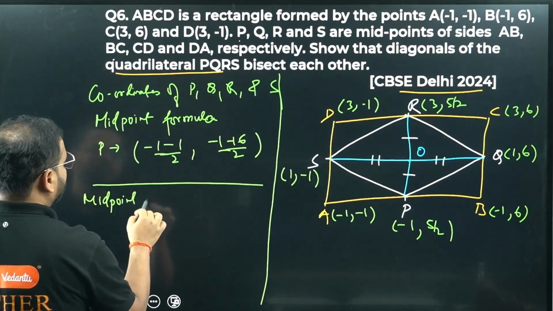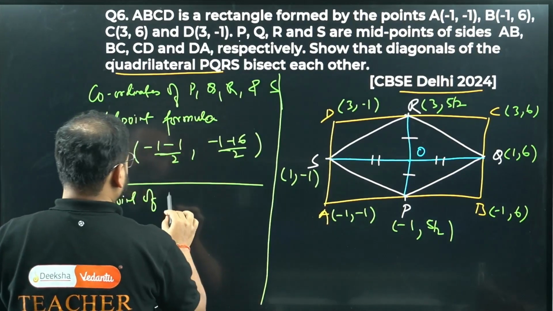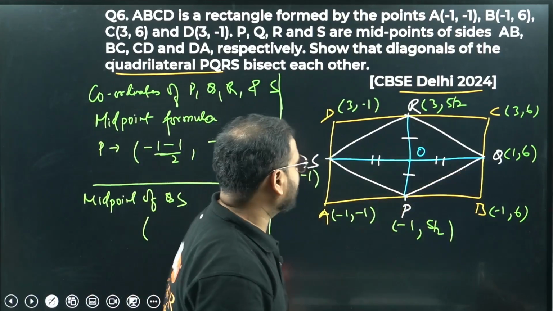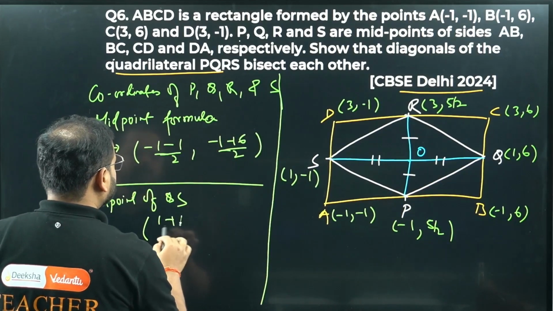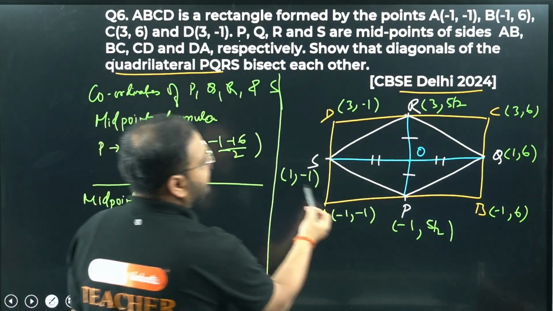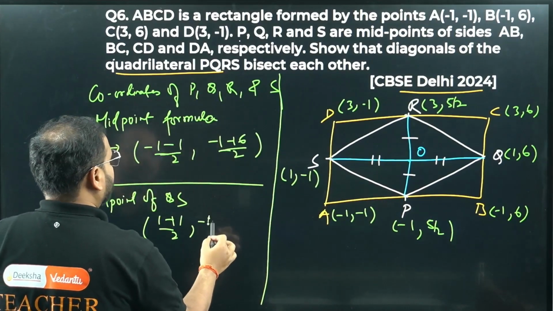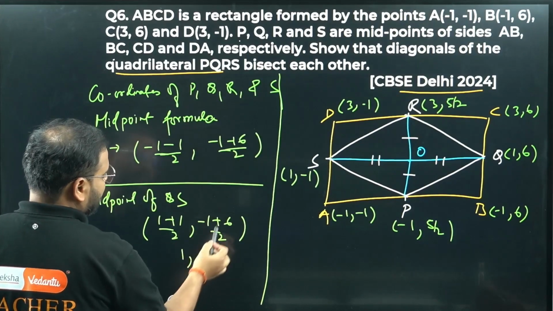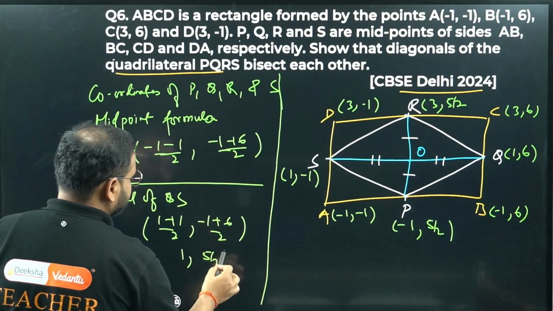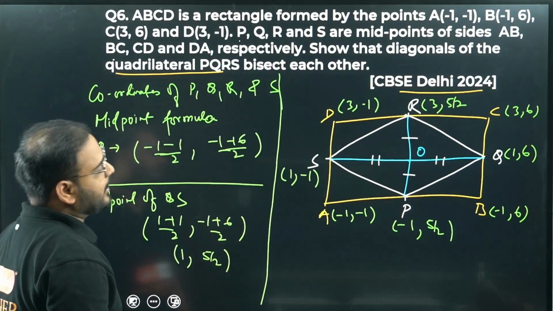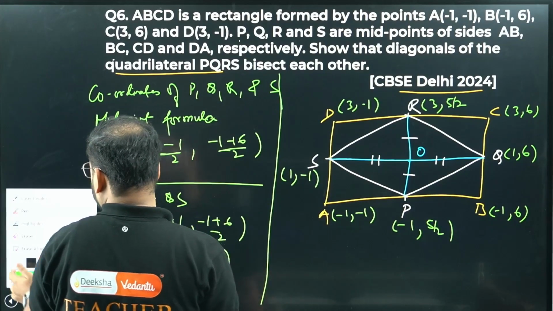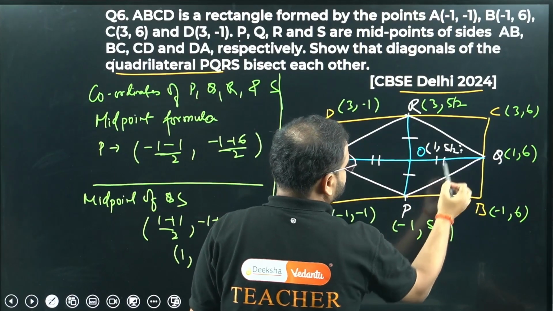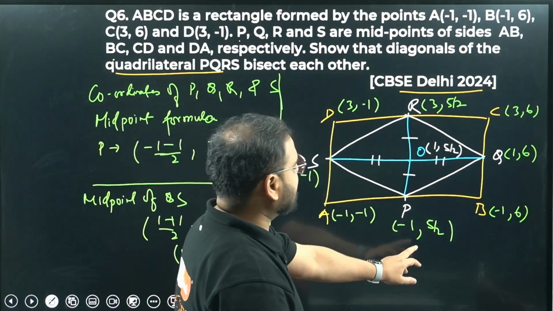Midpoint of, find first QS. Please find. What am I going to get for the midpoint of QS? 1 plus 1 by 2, comma, -1 plus 6 by 2. How much is that? 2 by 2 is what? 1. And how much is this? 5 by 2. So this is 1 comma 5 by 2. So what am I getting O as? Please check. I'm getting O as 1 comma 5 by 2. If you want, you can check from here also. You're going to get the same answer.